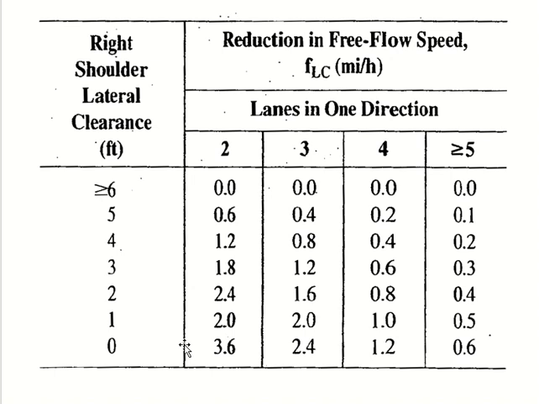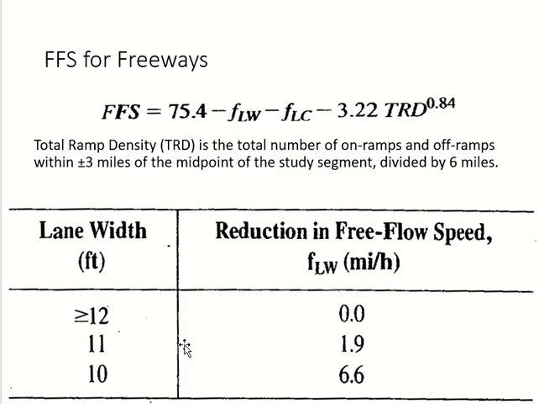This is a value for the factor from this table. So you need the lateral clearance on your right hand side. And what did I say about the shoulder? It's part of lateral clearance, so that's why they are saying right shoulder lateral clearance. So you should know the value of the lateral clearance and you should know the number of lanes in your direction. The last factor is TRD, which is what?